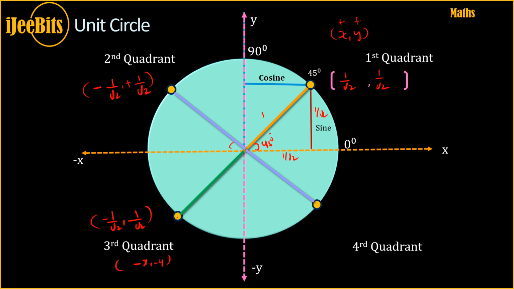Whereas here, they should be the same, right? Here plus x and minus y, and hence the values would be plus 1 by root 2, minus 1 by root 2, because this is a multiple of 45s.